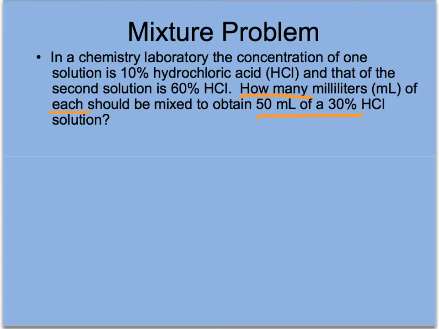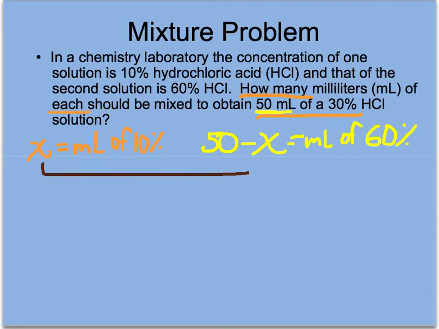So once again, we'll identify our variables. We'll let x represent the number of milliliters in the 10% solution. So this means that 50, because that's the total that we'll have of the milliliters, minus whatever we have in the 10% will equal the 60% solution milliliters. I also know that these two things added together have to equal a 30% solution of the total that we have. And 30% of 50 is equal to 15 milliliters.